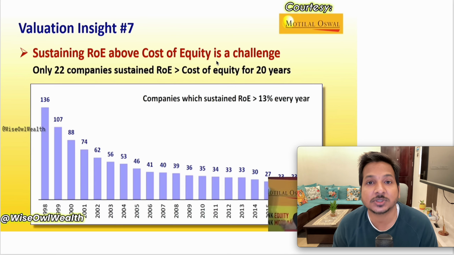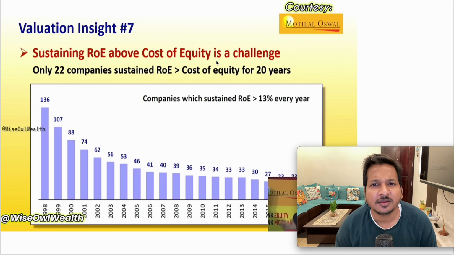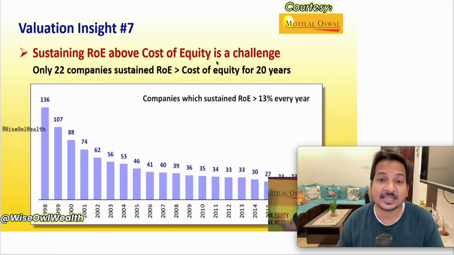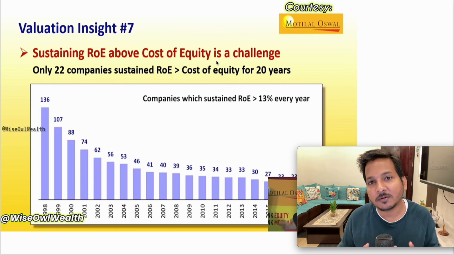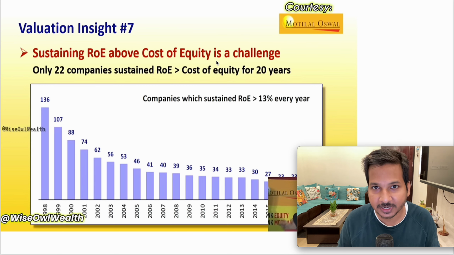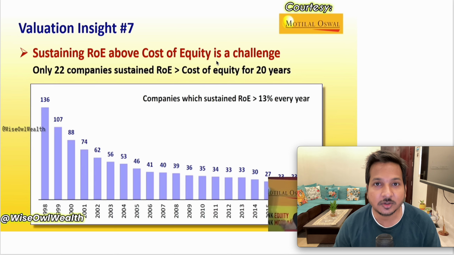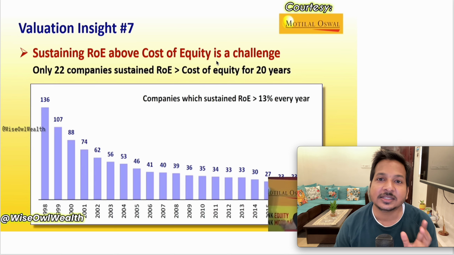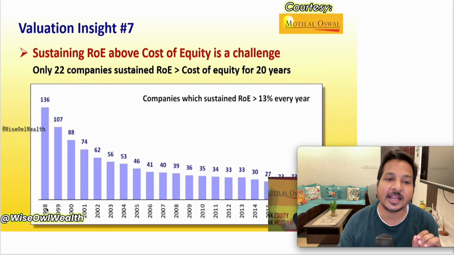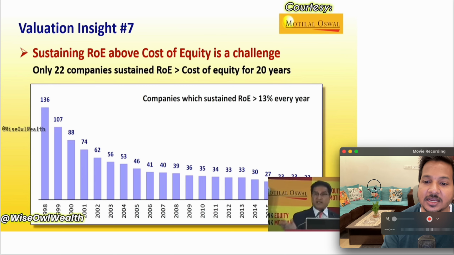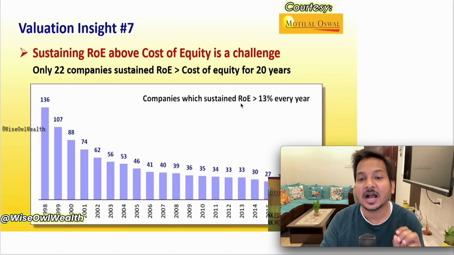Then the seventh highlight, or learning, is that sustaining ROE above cost of equity is a challenge. Cost of equity is, suppose, 13%. There are very few companies that can sustain this higher ROE for a longer period. So you should always be careful whether the company you have purchased or are going to purchase is able to hold that ROE for a longer period. It was seen that in 1998, 136 such companies were there, but in 2018 it was only 21, 22 companies who could maintain that high ROE.